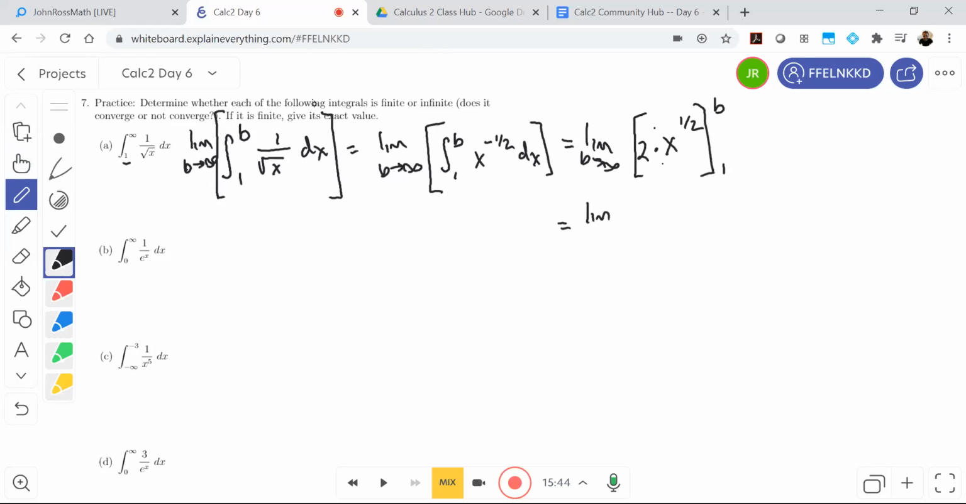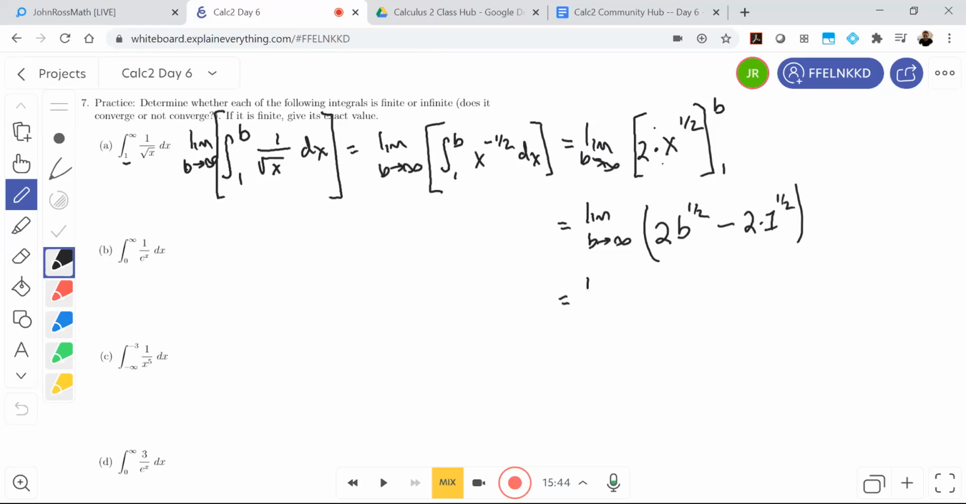I'm going to do one more step before I actually take the limit. I'm actually going to plug in, right? So the fundamental theorem of calculus would tell us that our integral becomes the antiderivative when I plug in the bounds of integration. So I found my antiderivative. Let's plug in the b. Let's plug in the 1. And we're good to go.